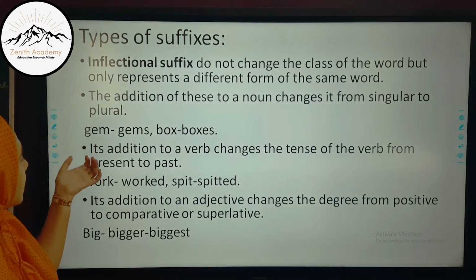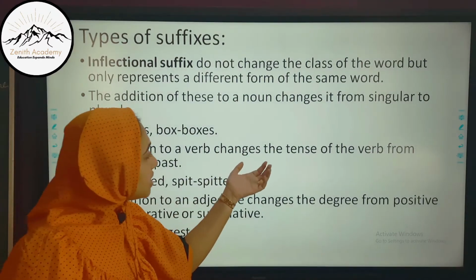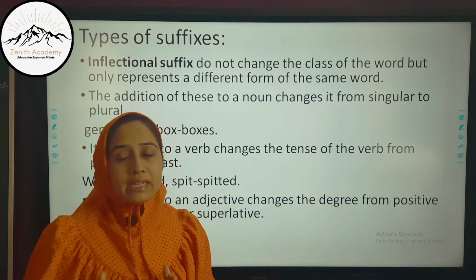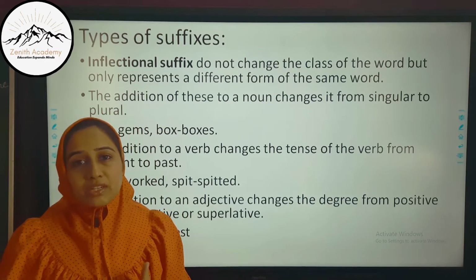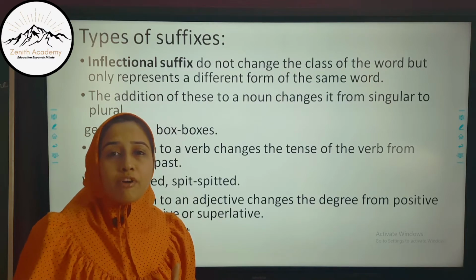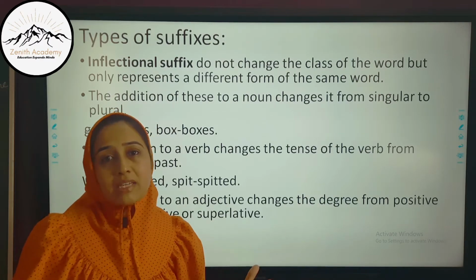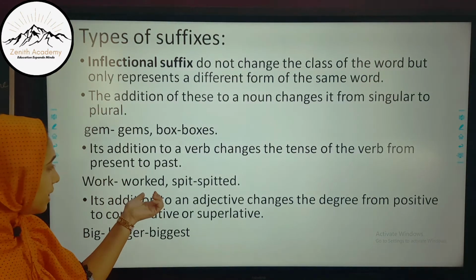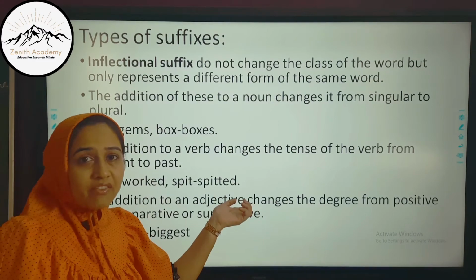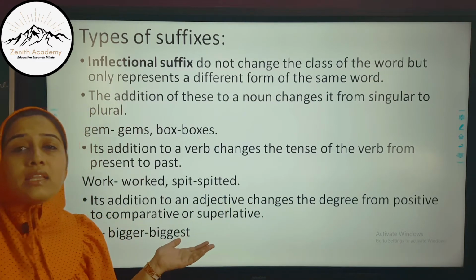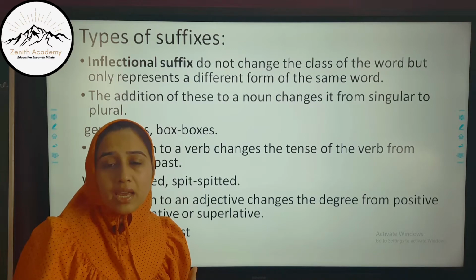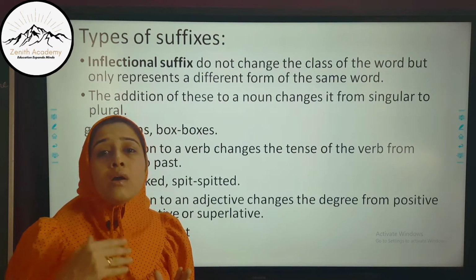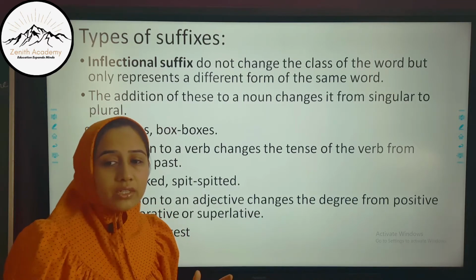Next example is its addition to a verb changes the tense of the verb. Now verb will remain an action word, verb itself, but its tense will be changed. It might be changed to participle form or infinitive form or the past tense of the verb. For example, work becomes worked when ed is added. Spit becomes spitted when ed is added. Also, if you add the suffix ing, it becomes working, spitting. So it will remain a verb, but only the tense or the form of that verb will change.